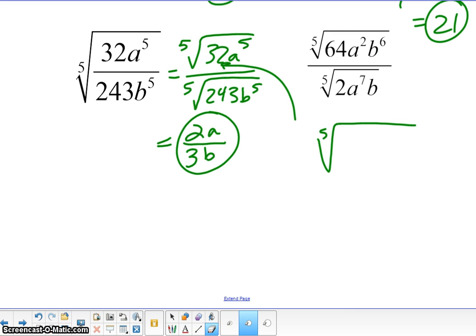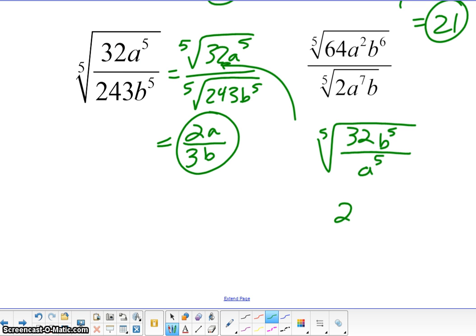I'm going to adjust a little bit because it looks like I have a denominator. A to the 5th is going to still remain in the bottom, and b to the 5th would remain on the top. So now we can look at them individually. 5th root of 32 is 2. 5th root of b to the 5th is b. 5th root of a to the 5th is a. And that's going to be your final answer. No absolute value needed because it's an odd index.